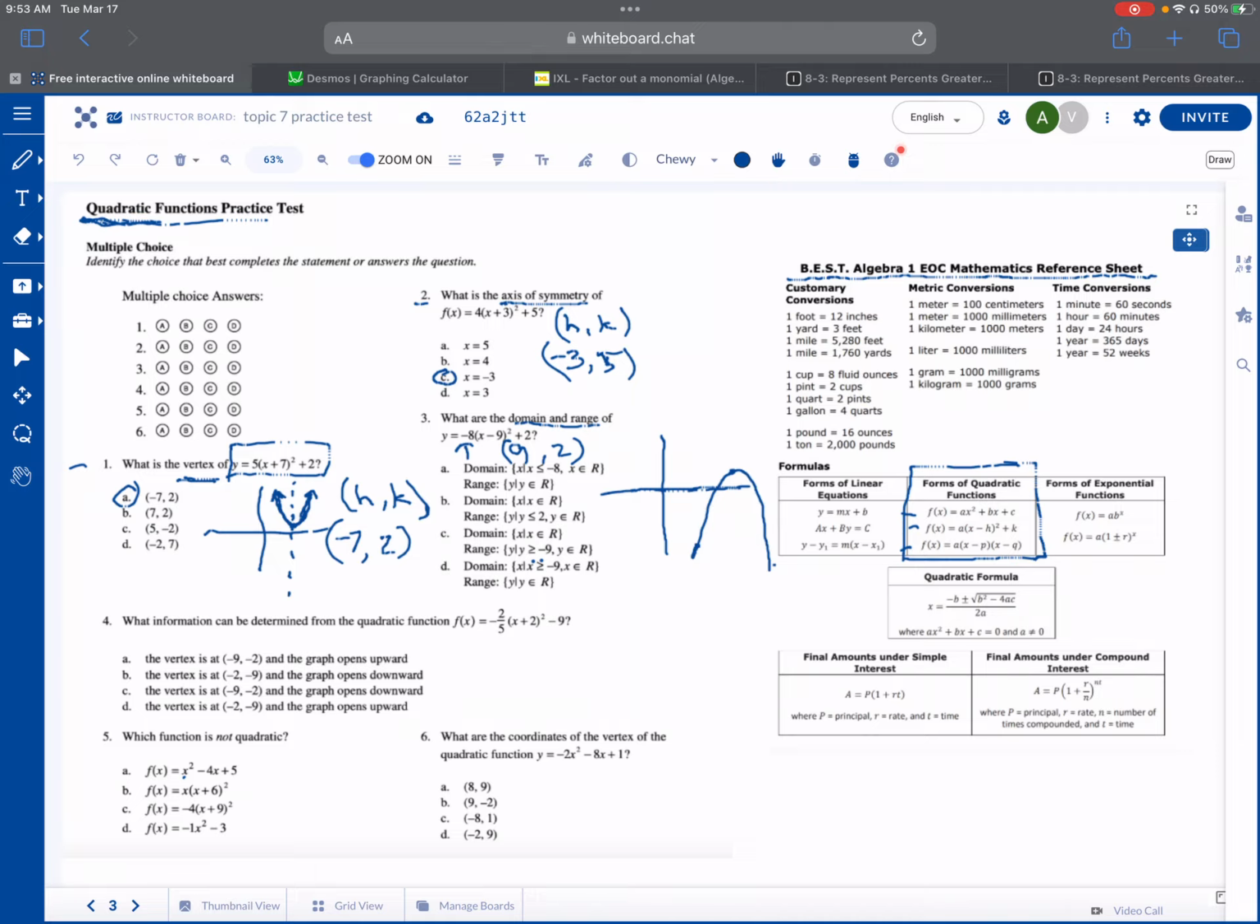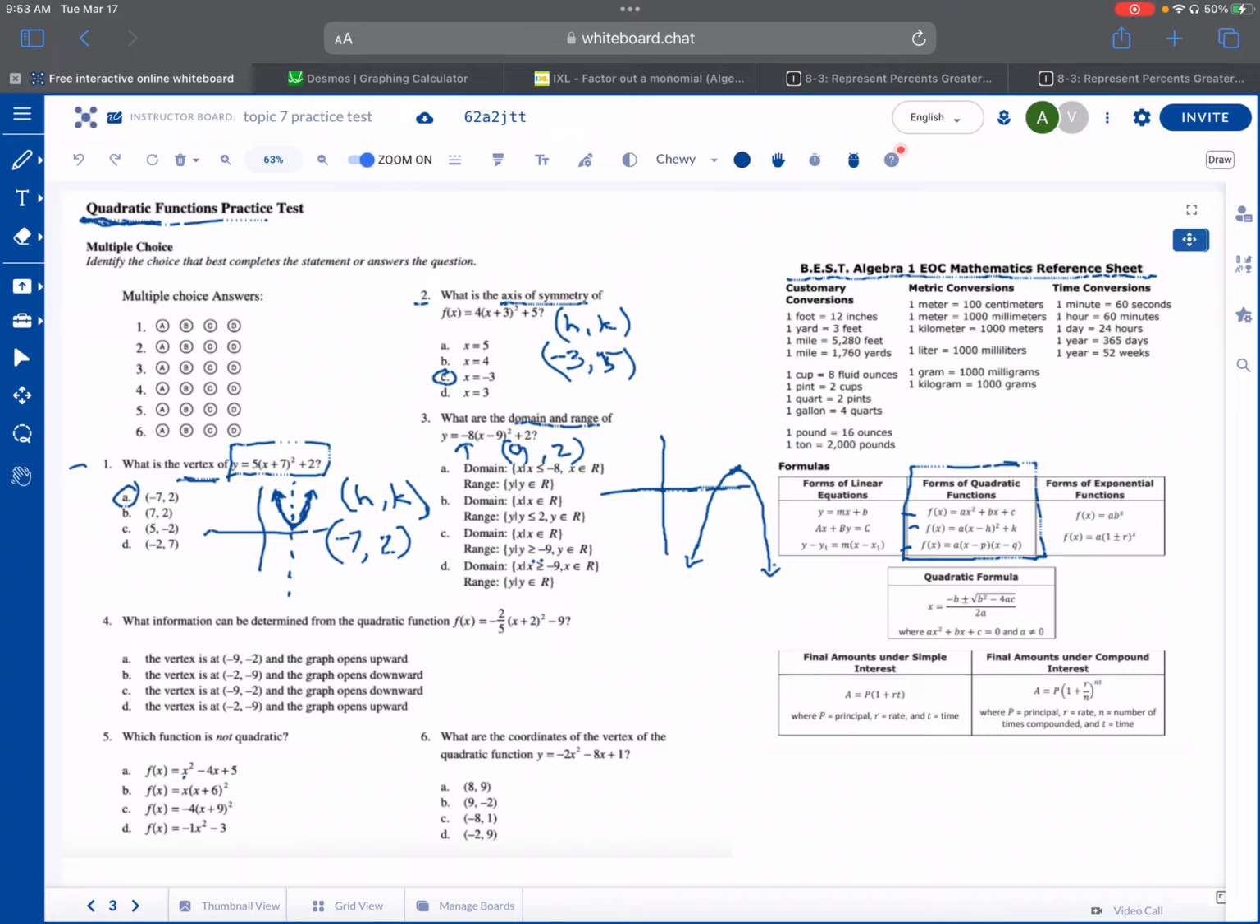See, I'm just trying to do a little sketch to give me an idea of how my problem is going to look. That helps me because I know that the range, remember, range is up and down, goes from +2 all the way down because my graph is going down. So my range is going to be y is less than or equal to +2. So I'm going to look for that first.